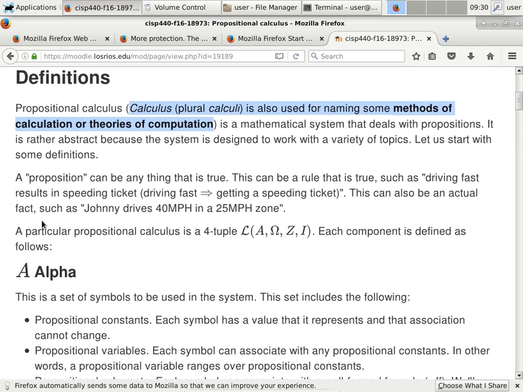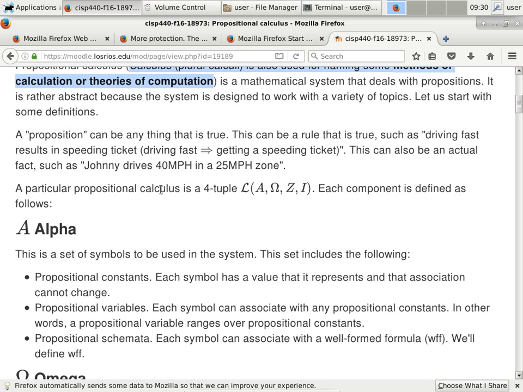Now it's kind of abstract, and anything that is abstract is kind of difficult to understand to begin with. But I'll try my best to explain that. So a proposition can be anything that has a Boolean value that is either true or false. Okay, actually, this is not quite right. A proposition can be anything that is either true or false. And any particular propositional calculus is a four-tuple.